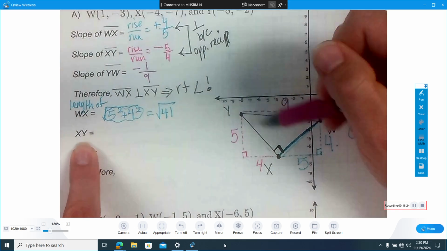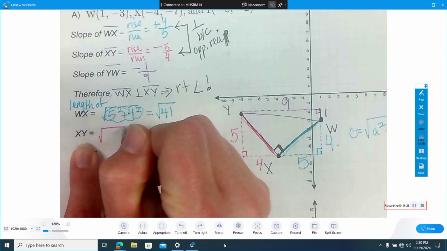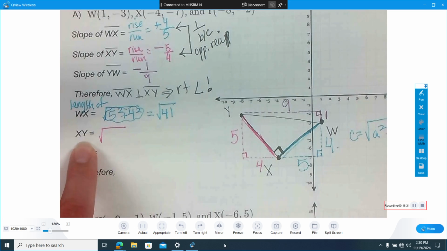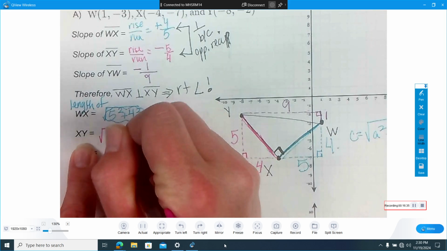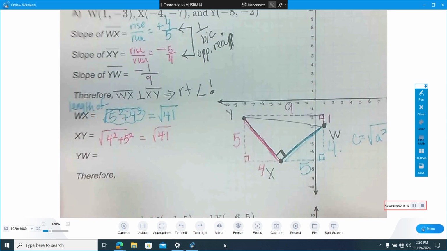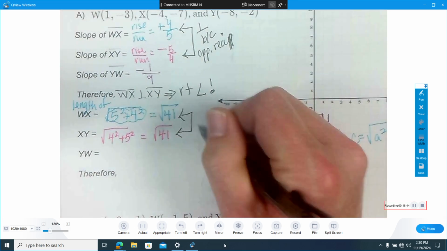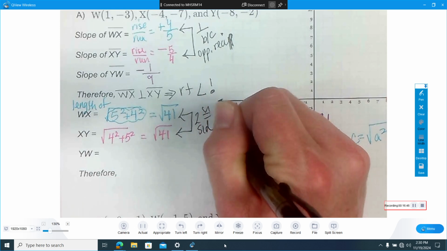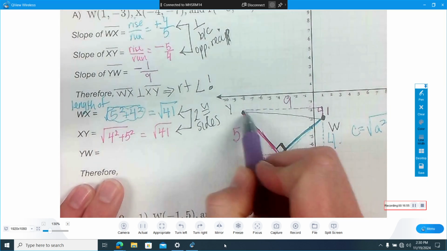All right, XY is right here. It's a lovely little slanty line. How are we going to find the length of that slanty side? Same thing, square root of 4 squared plus 5 squared. Should give you the exact same thing. Hey, what do we see there? Two, at least isosceles, 2 congruent sides. I guess we might have one more, so let's check our last side. We could have an equilateral triangle.